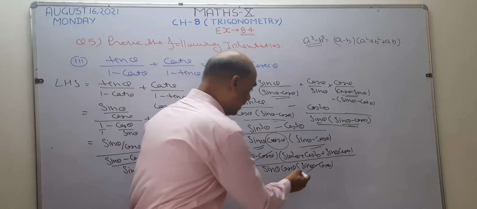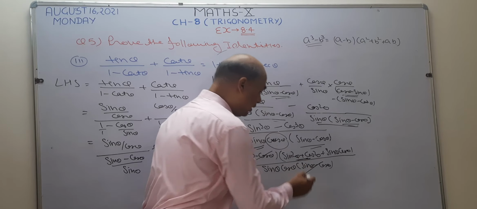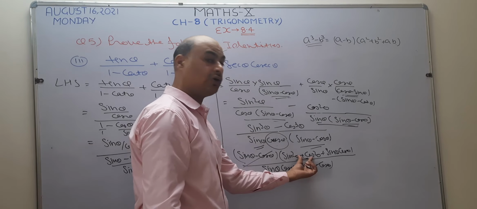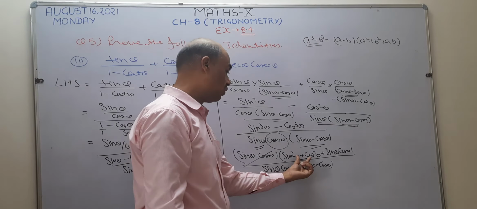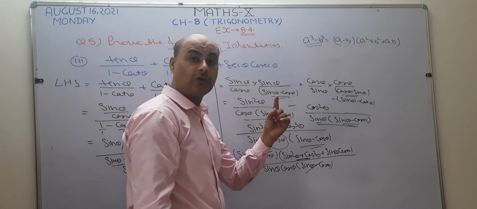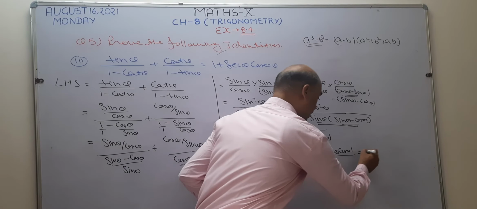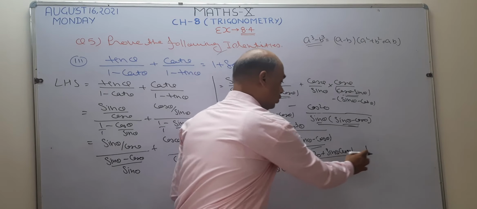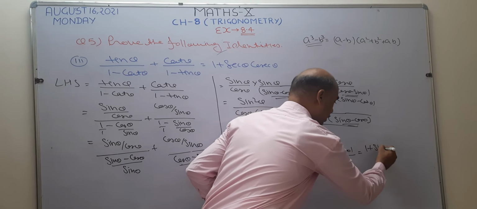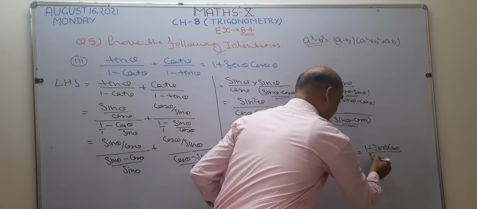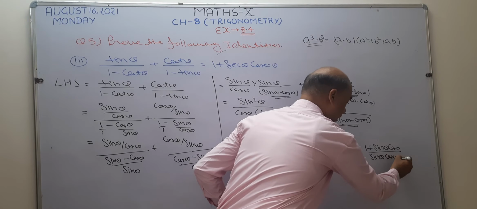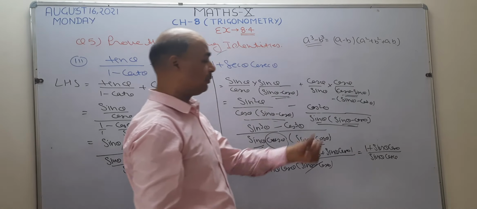Okay. Now you know that sine square theta plus cos square theta equal to 1. So instead of these two terms, I want to write 1 by using the identity, because you know sine square theta plus cos square theta equal to 1. So I write here 1. Instead of both these two terms, I want to write 1. After that, what is left? Sine theta and cos theta, and in the numerator part, what is left? Sine theta and cos theta. Okay. Now only one step is left.